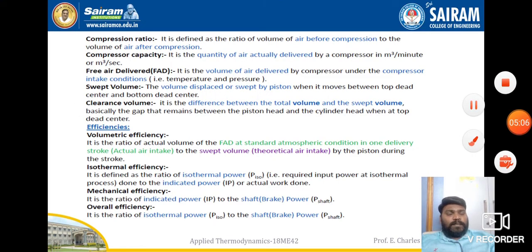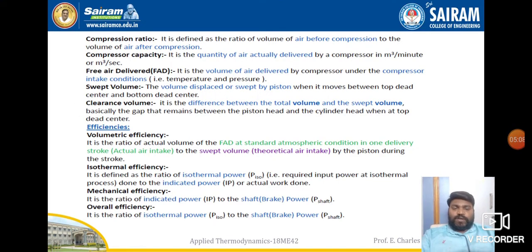Now let us see some definitions of compressors. Various terminologies are used. The first one is compression ratio. It is similar to that of the internal combustion engine that we studied earlier. It is the compression ratio.